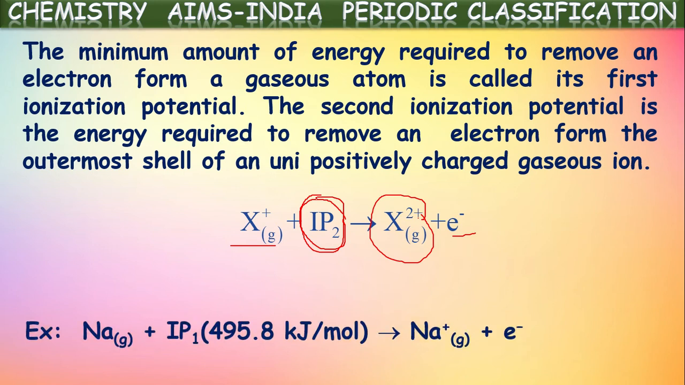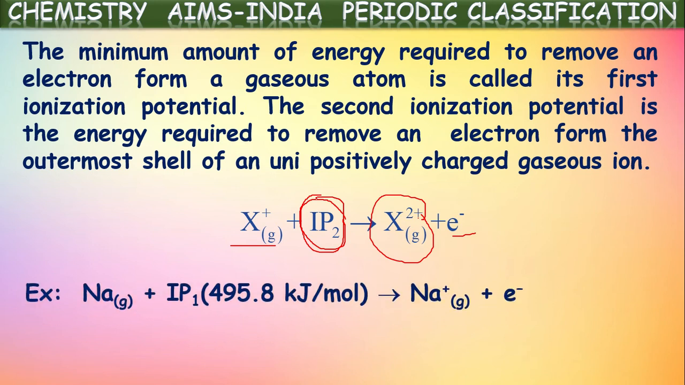Okay. For example, if you see sodium, actually it is a solid metallic substance. First, that sodium atom should be isolated from the remaining sodium atoms, and then it should be converted into the gaseous state. In that gaseous isolated state, if this much energy is given to 1 mole of sodium atoms, then all the atoms release 1 electron each. So the first ionization potential for sodium we can say is 495.8 kilojoules per mole.